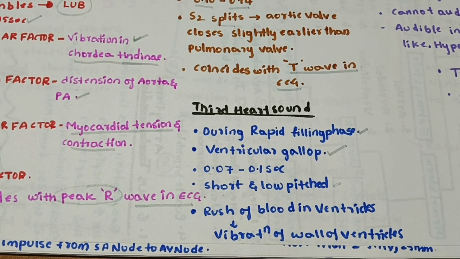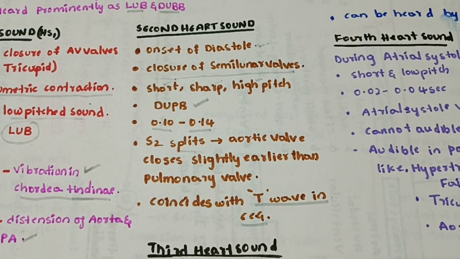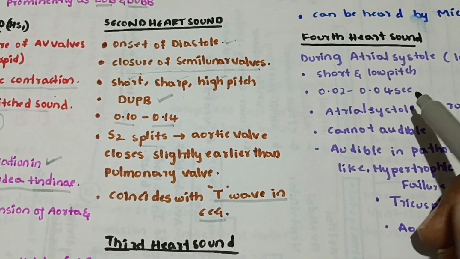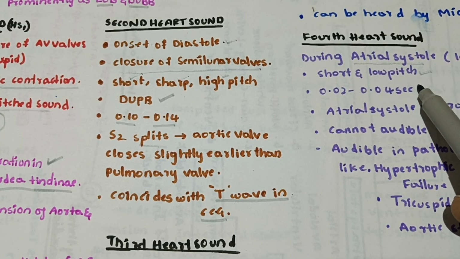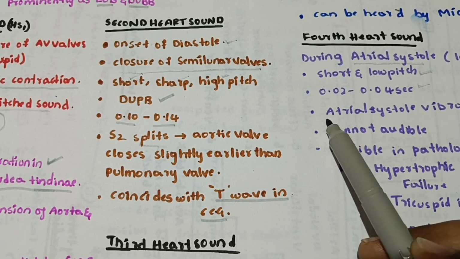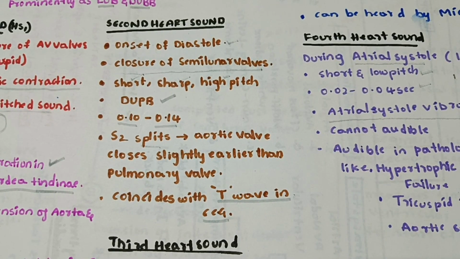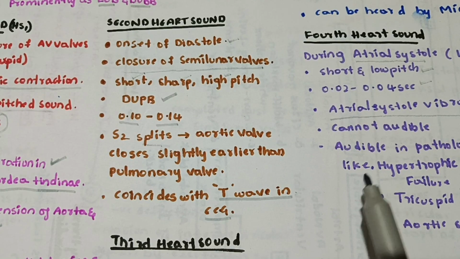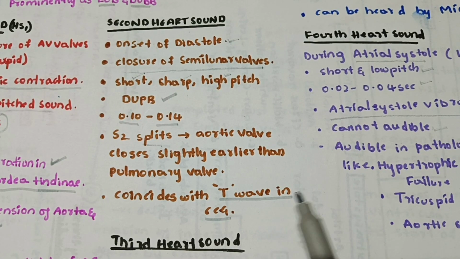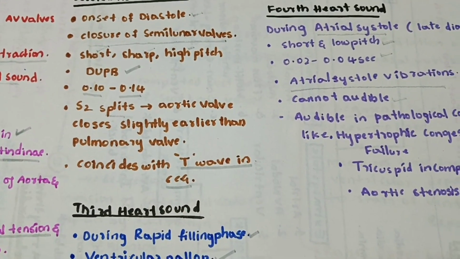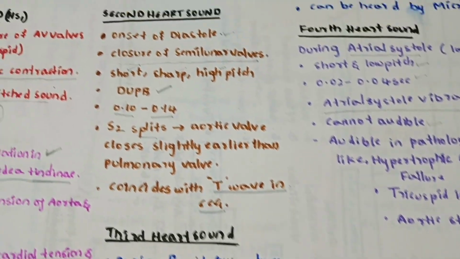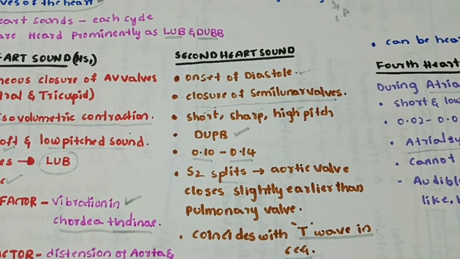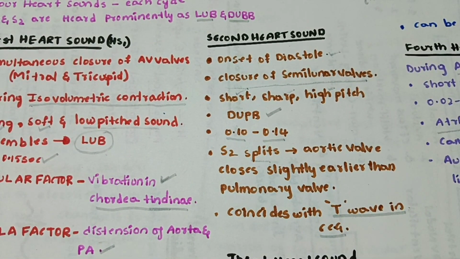That produces sound. The fourth heart sound is heard at atrial systole, and is short and low pitched, 0.02 to 0.04 seconds. Atrial systole vibration makes it produce heart sound 4. It is not normally audible. It is audible only in pathological conditions like hypertrophic change of the heart, heart failure, tricuspid incompetence and aortic stenosis. These are the heart sounds produced by the heart during each cardiac cycle.